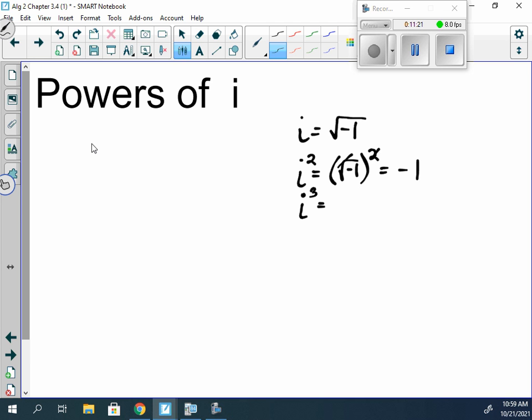i cubed. We're just going to keep going with these powers and see something. Well, i cubed is the same as i squared times i. I'm using i squared because we already found out what i squared is, yes? i squared is -1. So we're really saying that we have -1 times i, which is just negative i.